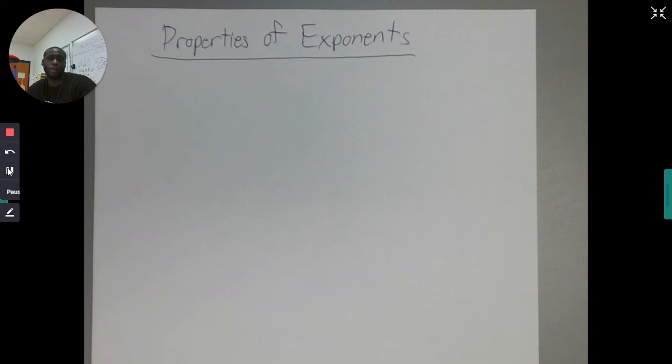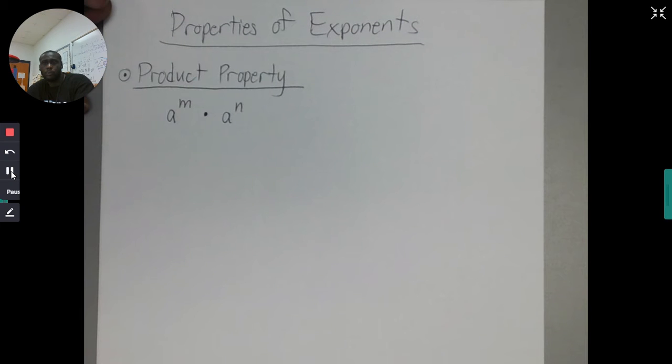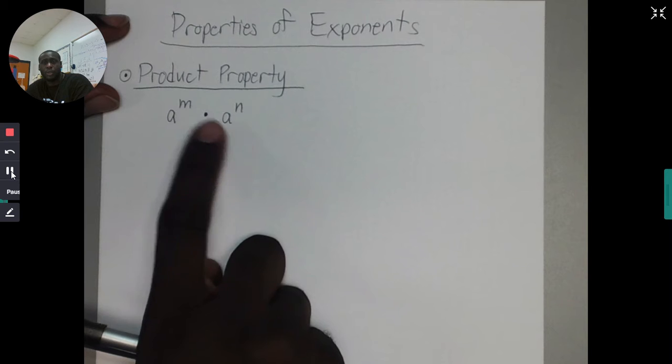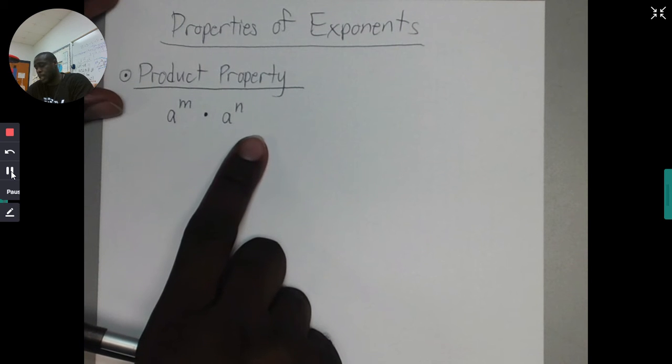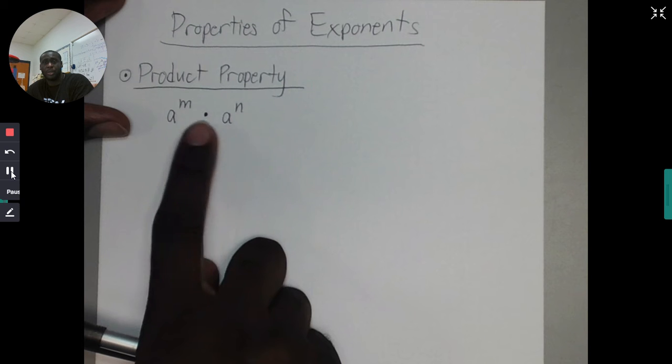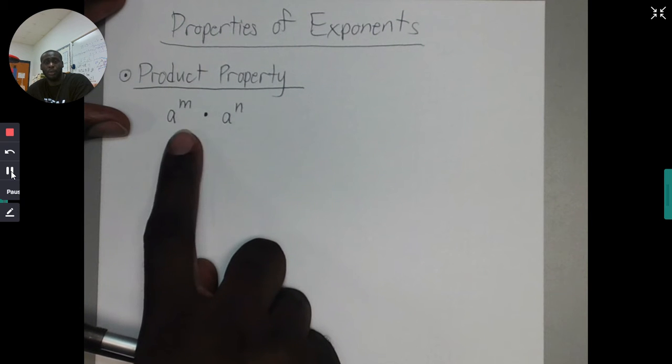the first property that we want to talk about today is when you are multiplying. So that's what we're going to do here with the product. For the product property, when you have two variables that are being multiplied times each other, and each variable has an exponent, there's a certain thing that you must do.